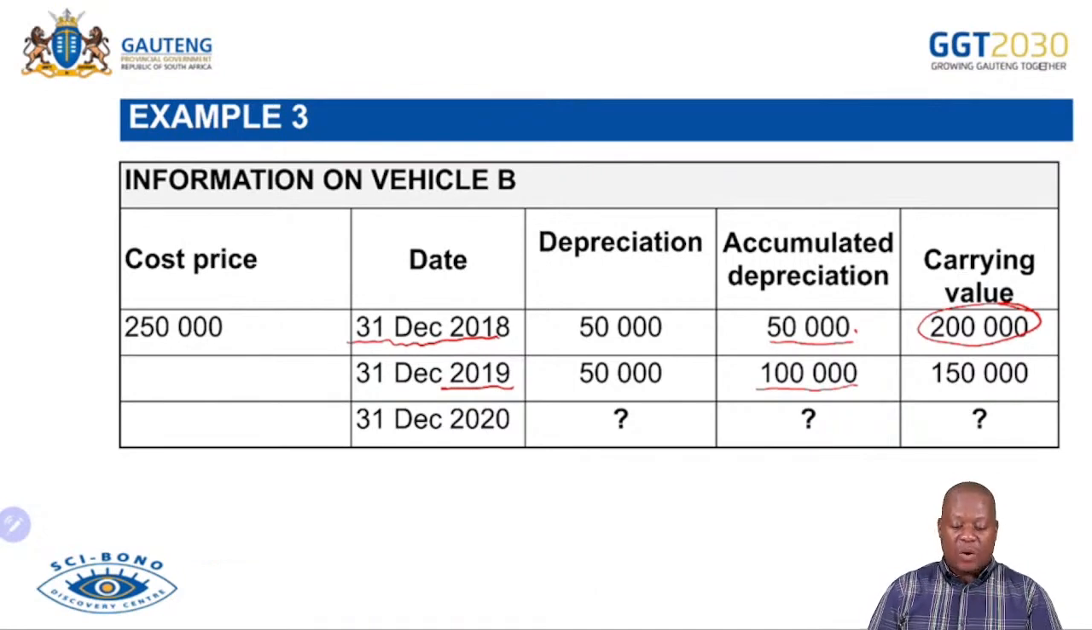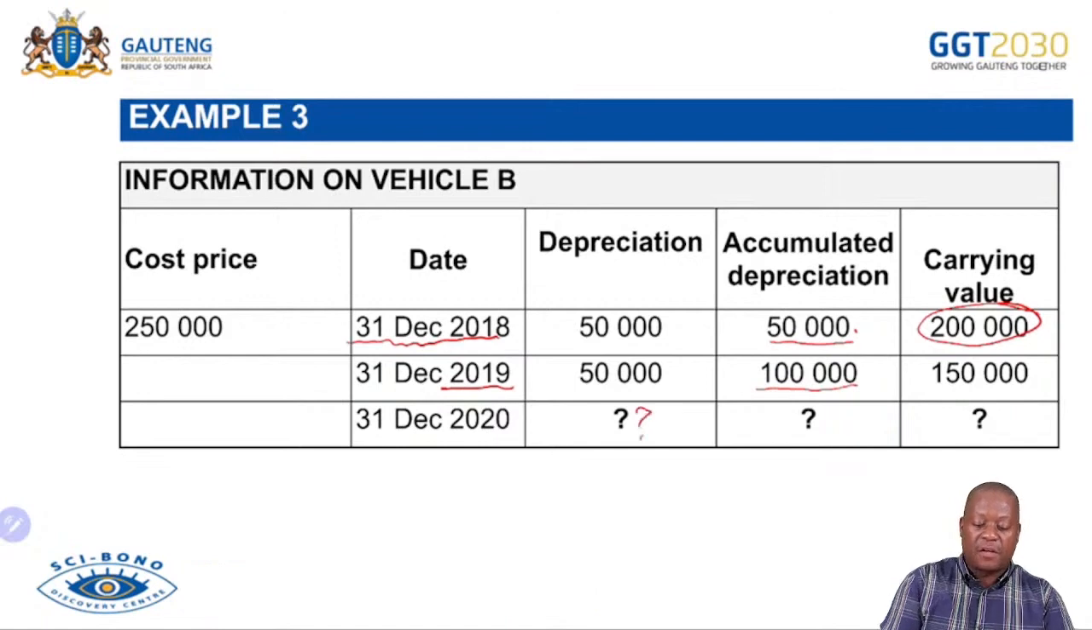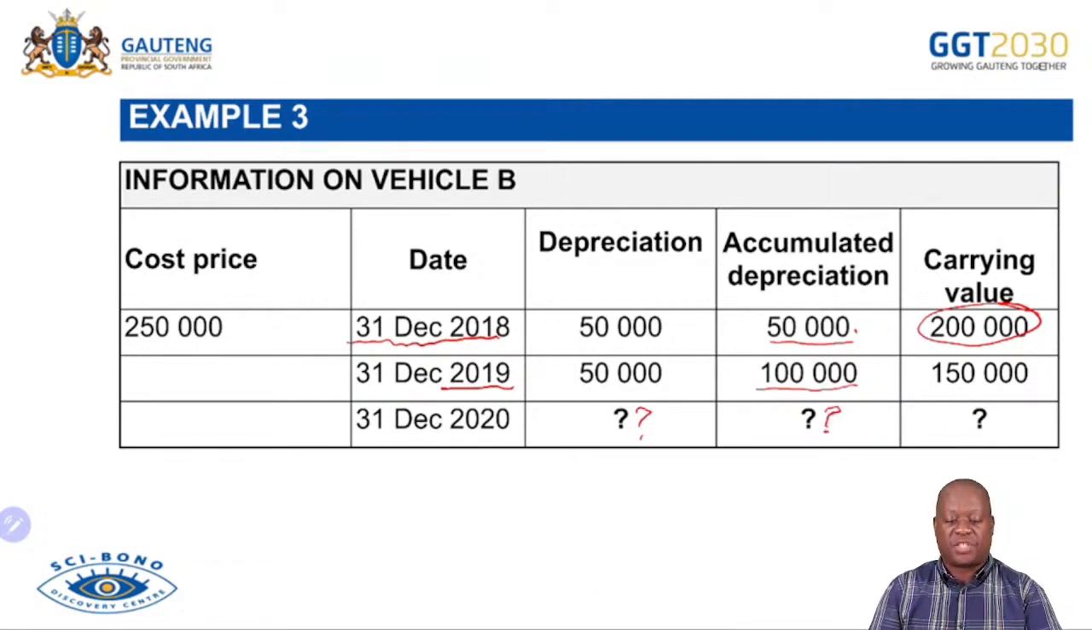2019. Now, we are expected to calculate this depreciation for 2020, which is missing. And then it helps us to find the accumulated depreciation for the same year and the carrying value. We are going to do that and see how it goes. So we are having two vehicles, the old and the new. When we're calculating, remember, we cannot mix. We keep the old as well as the new separate.